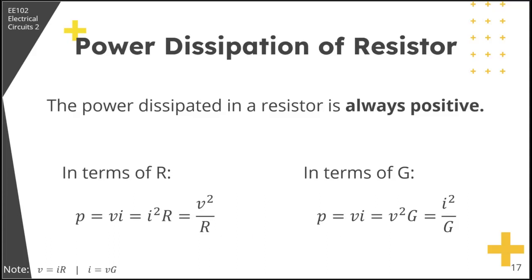The power dissipated by a resistor can also be expressed in terms of the conductance G. For that, diba, P is equal to VI, and sa ato ang Ohm's law in terms of conductance, natay I is equal to VG. So, kung atong i-replace si I is equal to VG, so mahimo siyang V times VG. That's why we have V squared G. Or kung si V ang ato i-replace, V is equal to I over G. So, natay I over G times I, hence we have I squared over G.